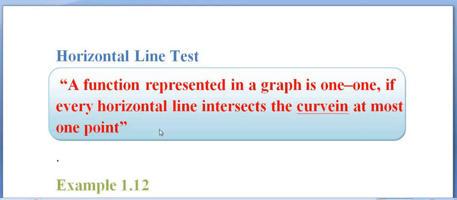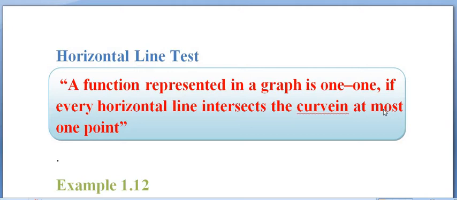10th Standard Maths, Samacheer Kalvi. Today we are going to see the types of function example problems. First we can see the horizontal line test.